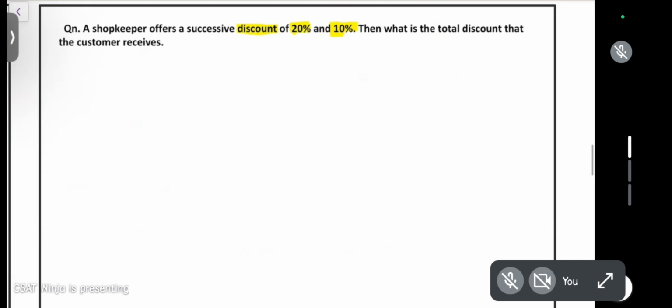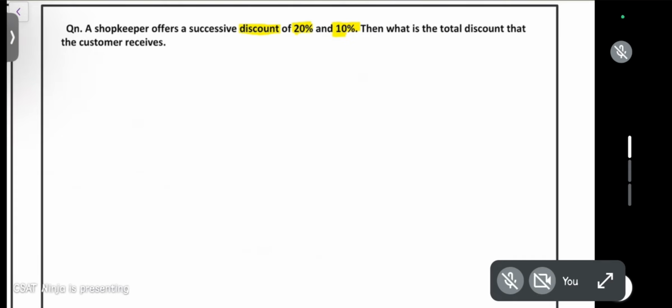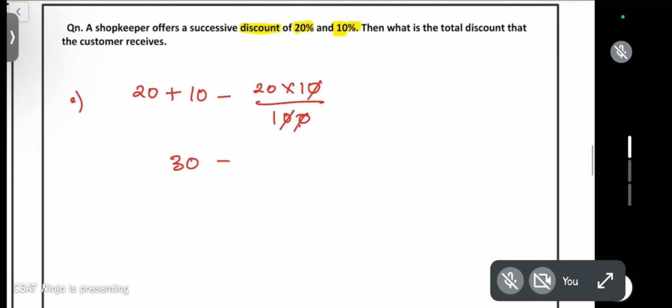So 2 decreases simply means there is a decrease of 20% plus 10% minus 20 into 10 divided by 100. So 20 plus 10 is how much? It is 30, minus, 0 gets cancelled, 0 gets cancelled, which means minus 2, which means we are getting 28% as a discount. So the net discount of 20% and 10% is nothing but 28%. Are you guys following this? This is important. If you're not following, you can tell me which part you are not following.